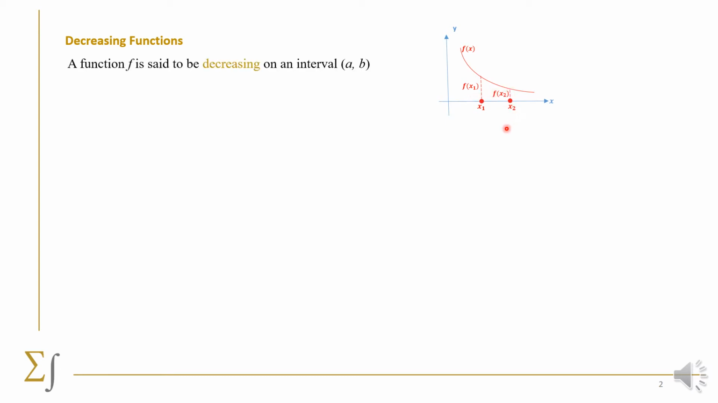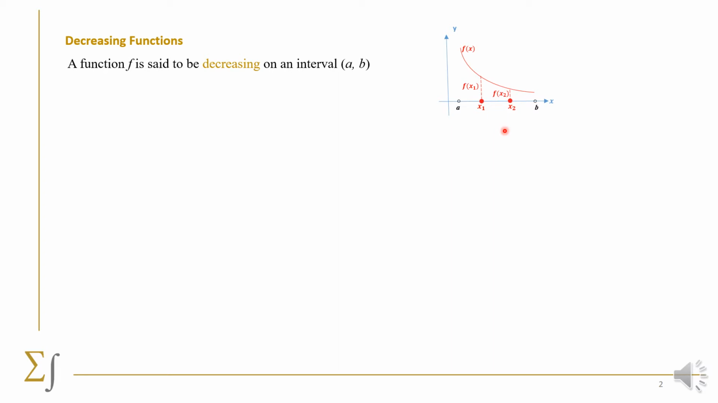We start this slide discussing decreasing and increasing functions on an interval a, b. So suppose we have a function f of x, and let's draw the xy axis, and here is f of x. If we have a value x1 and x2, and then we calculate the corresponding f of x1 and f of x2, we say that this is a decreasing function if whenever we have x1 less than x2, we have f of x1 greater than f of x2.